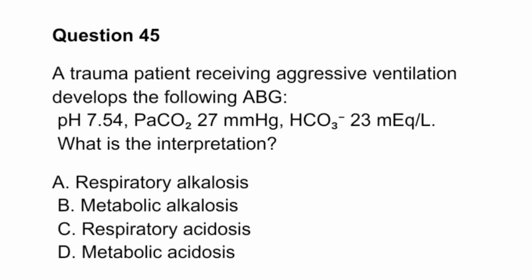Question 45. A trauma patient receiving aggressive ventilation develops the following ABG: pH 7.54, PaCO2 27 mm mercury, HCO3 minus 23 milliequivalents. What is the interpretation? A. Respiratory alkalosis. B. Metabolic alkalosis. C. Respiratory acidosis. D. Metabolic acidosis.